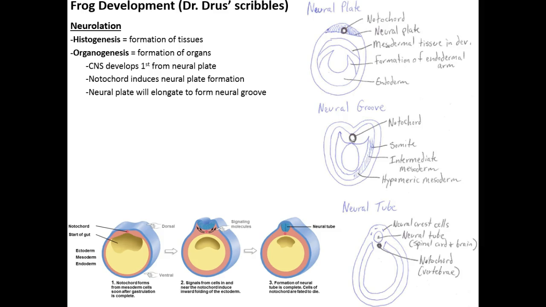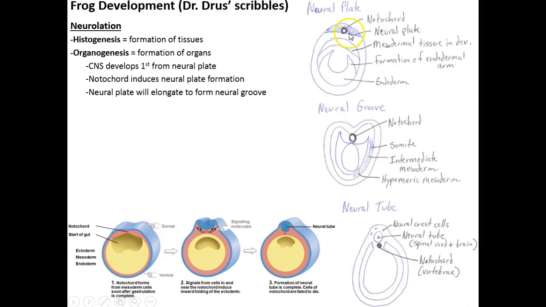All right, now we're getting to neurulation. So neurulation was what we saw towards the end of that video, which is kind of the pushing in and then wrapping around to form that neural tube. So this is the formation of tissues, or histogenesis, and the formation of organs, it's organogenesis. So your central nervous system starts from something known as a neural plate, which is just the layer of cells in which initially the notochord is embedded.